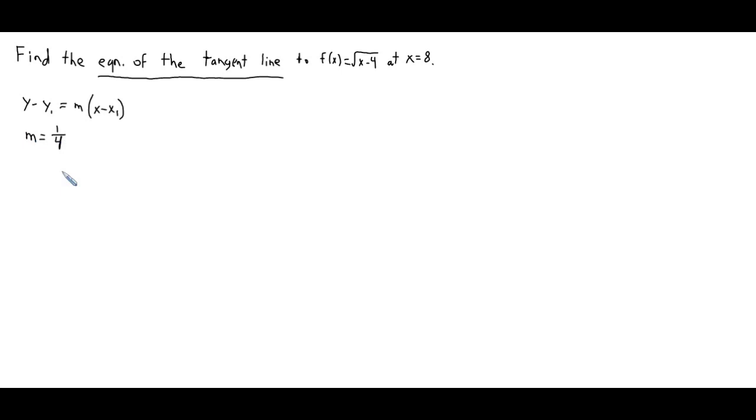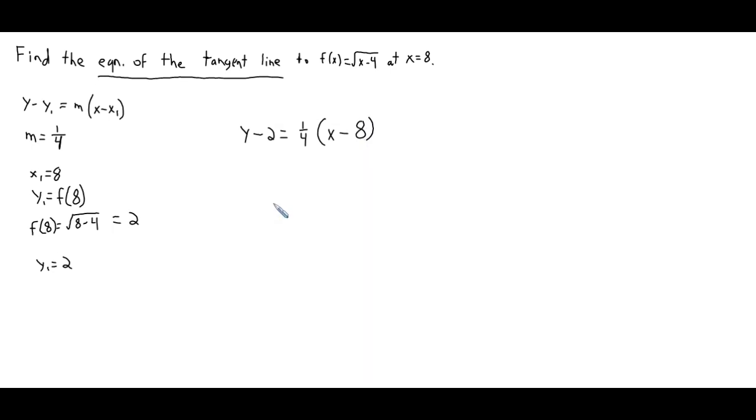But also, because the tangent line, by definition, intersects the function at that point, that point is also on our tangent line. So let's do that. So x1 is 8, and y1 is f of 8, which is the square root of 8 minus 4, or 2. So y1 equals 2. And now we just plug everything into the formula. So y minus 2 equals 1/4 times x minus 8.